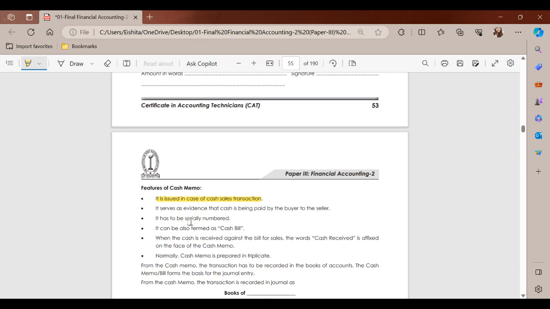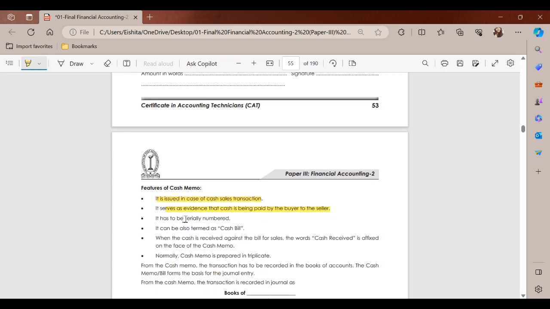Features of cash memo: it is issued in the case of sales transactions. It serves as evidence that cash is being paid by the buyer to the seller. Suppose you took goods worth 500 rupees, you got a receipt of 500 rupees, and you paid him 500 rupees. That is the evidence that the buyer has paid him 500 rupees and the seller has given the material to him.